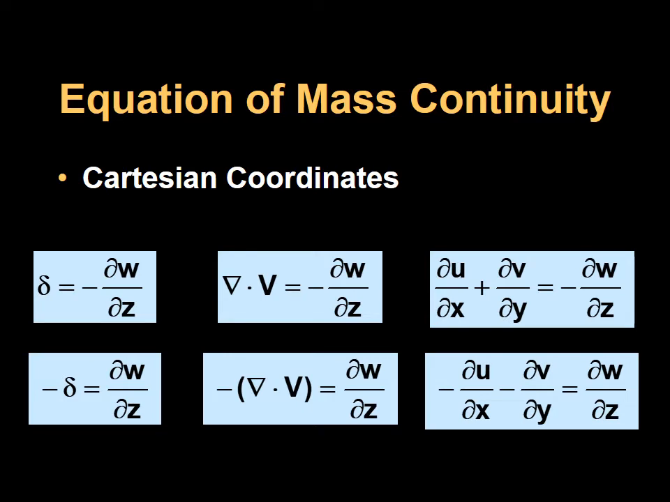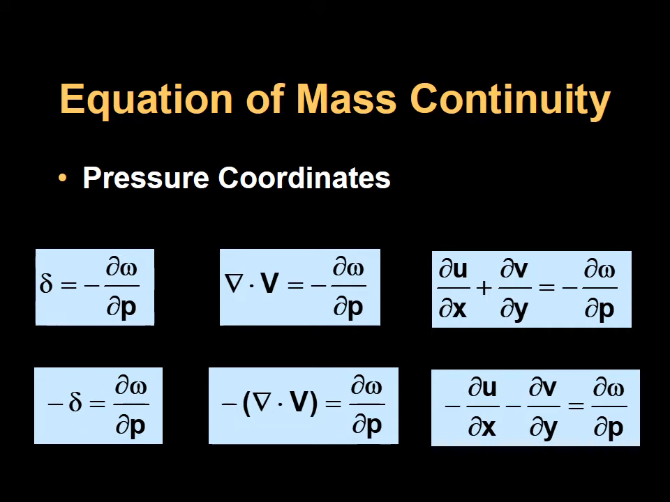You can either do it in Cartesian coordinates or pressure coordinates. With the Cartesian coordinates, of course, you're dealing with the x, y, and z axes, and your components of wind are U, V, and W. And we can put that in a lot of different forms. We could put it in the shorthand, Greek letter delta for divergence, or we could use vector notation del dot V, or we can actually just spell out the components.